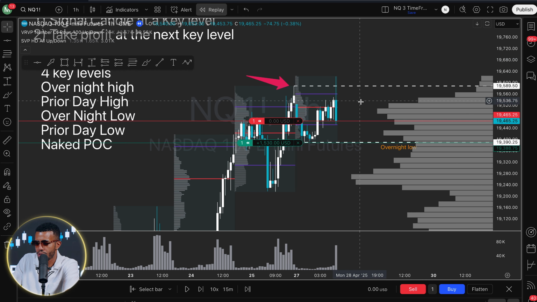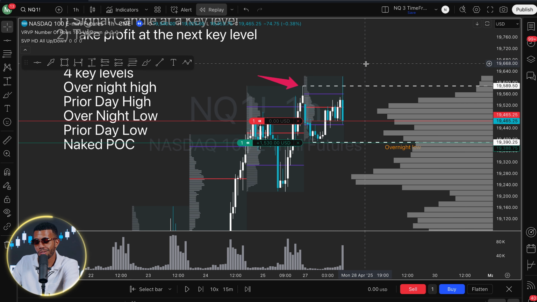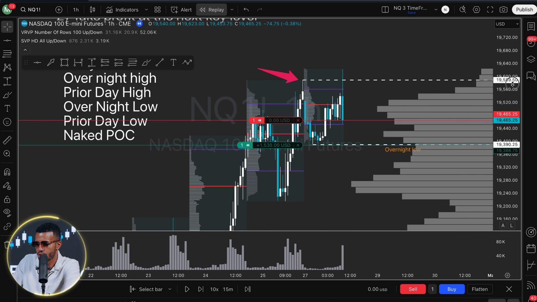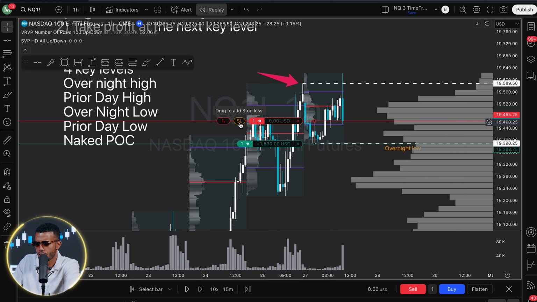Now, with hindsight, we know that there was this pullback that we could get in on. That's fine. Don't really worry about that. Honestly, I really do not care about drawdown in my system or RR. I'm not going to go on a tangent about that right now. You just need to get in the direction of the market. Also, generally don't trade without stops.